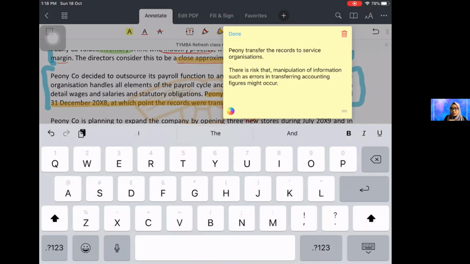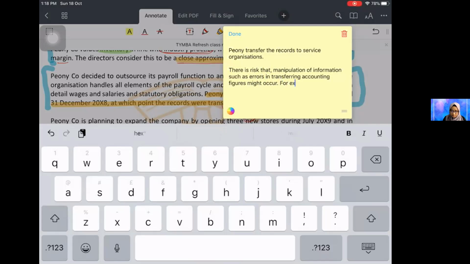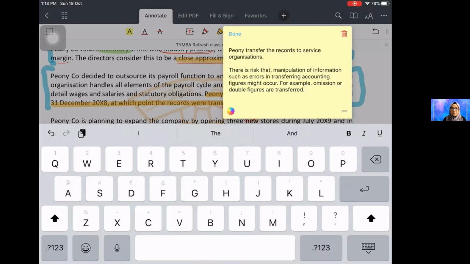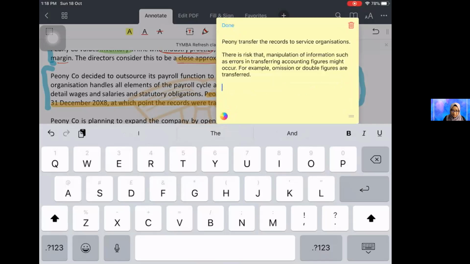So if you want to make it specific, for example, omission or double figures are transferred. Boleh juga. Kalau tak nak ada for example pun tak ada masalah. As long as you have mentioned what risk you want to write about. And then don't forget hence.